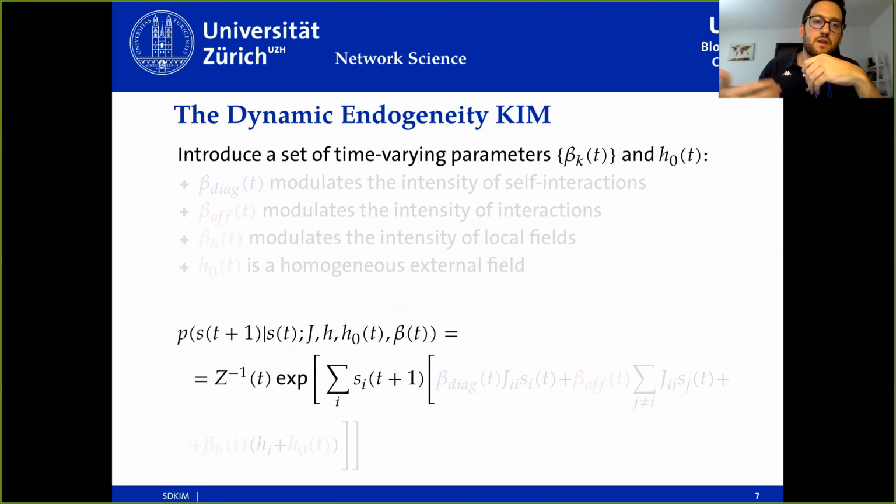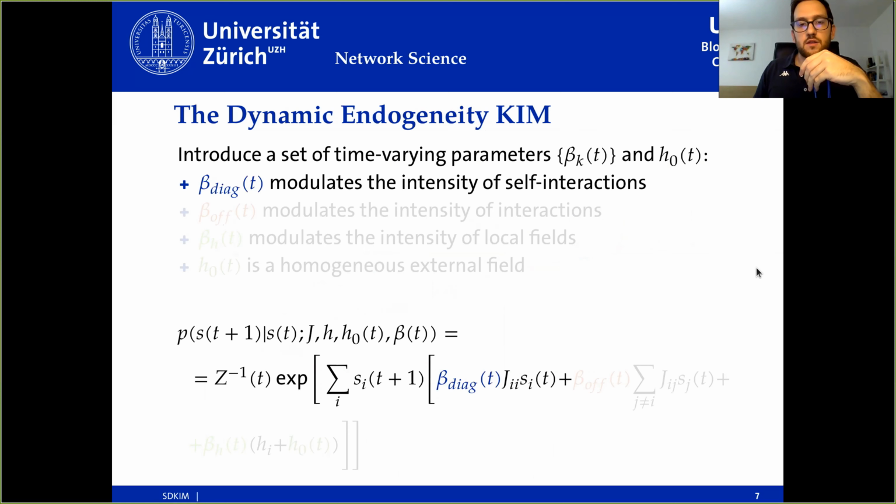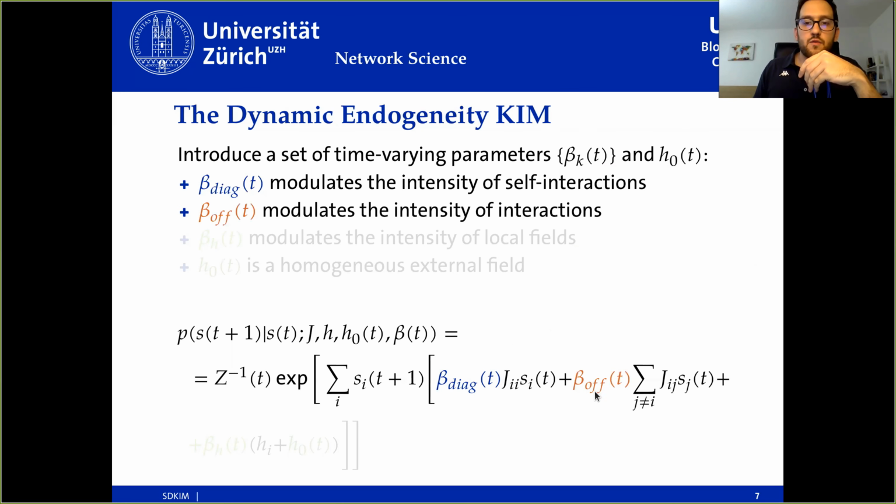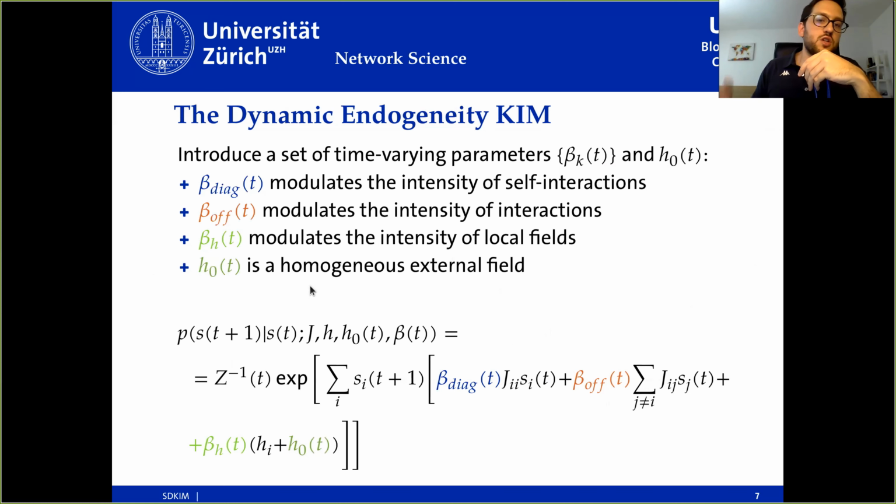What determines the observation? Is it endogenous interactions, or is it exogenous sources of dynamics of influence? Well, we try to answer this question by introducing 4 different time-varying parameters. One will be modulating the intensity of self-interaction, so we'll be modulating on the diagonal of J. Another one will be modulating the intensity of interactions, so the off-diagonal elements of J. And then there will be one that modulates the intensity of the local fields, beta H, which multiplies Hi, and another one, which is a homogeneous external field, which affects all spins in the same way, and might be a proxy for any sort of external stimulus that you have to the system.